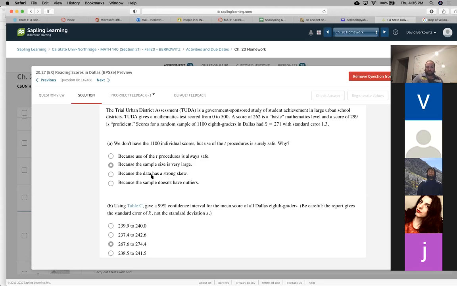So then it says using table C, give a 99% confidence interval for the mean score of all Dallas eighth graders. Be careful, the report gives the standard error of X bar, not the standard deviation. So let's start by writing out the formula for the 99% confidence interval for X bar. It's going to be X bar plus or minus T star times S over the square root of N, correct? This is the formula for the confidence interval, correct?